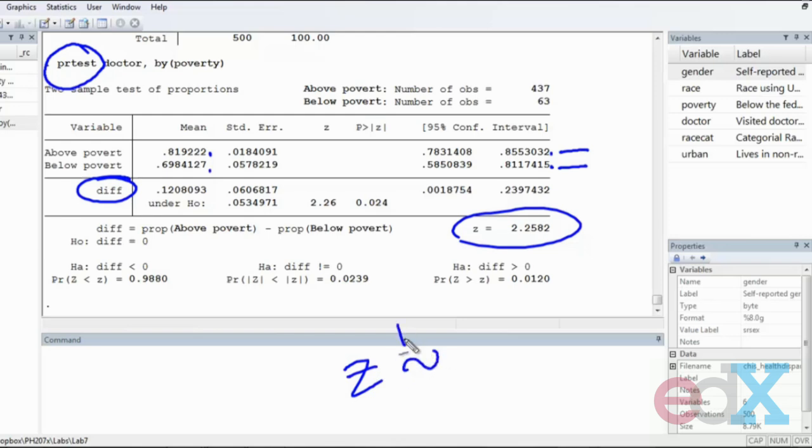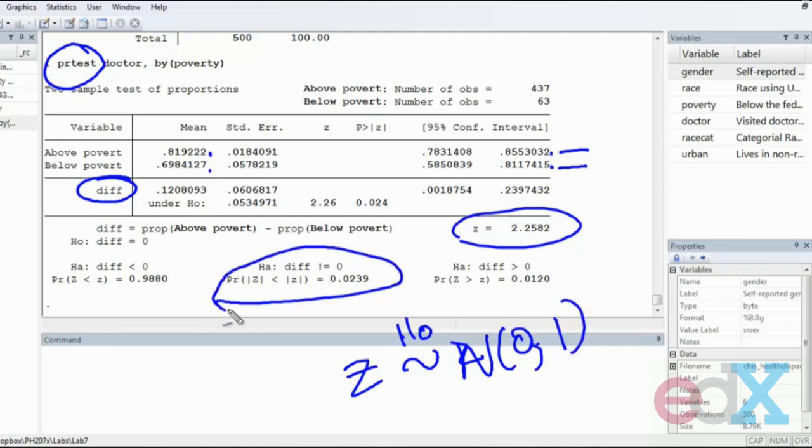We know that under the null hypothesis, Z follows a normal 0-1 distribution, the standard normal. And we can go down here and we find that our two-sided p-value at the 0.05 level is 0.024. Therefore, we're going to reject the null hypothesis, and we conclude, based on the two-sample test of proportion, that there's evidence in the data that individuals in California who are below the poverty line are less likely to go to the doctor. And how do I know that they're less likely to go to the doctor?